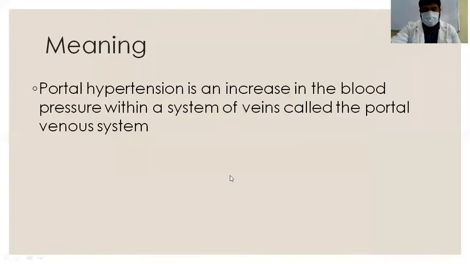What is portal hypertension? Right now we have discussed the normal portal pressure. How much is the normal portal pressure? And we have also discussed the portal circulation. Now coming to portal hypertension. Whenever there is an increase in the blood pressure within the system of veins called the portal venous system, you call it portal hypertension. Generally it is greater than 12 mm of mercury. And what is the normal? Normal is 5 to 10 mm of mercury.